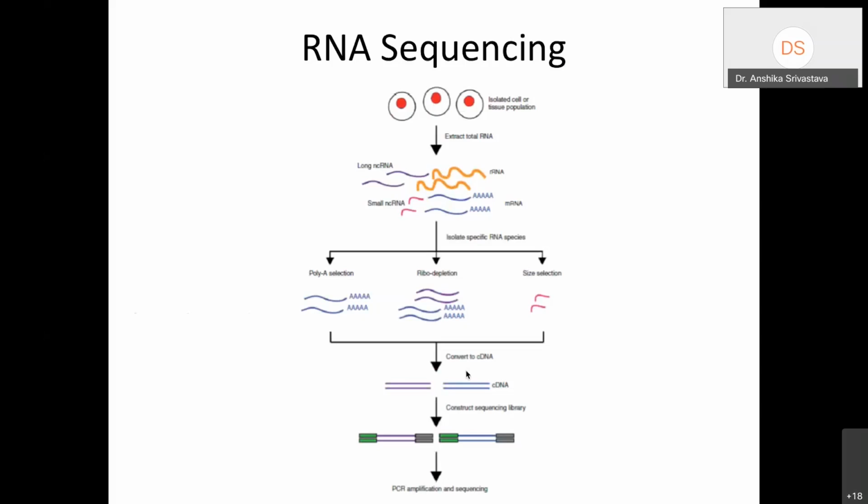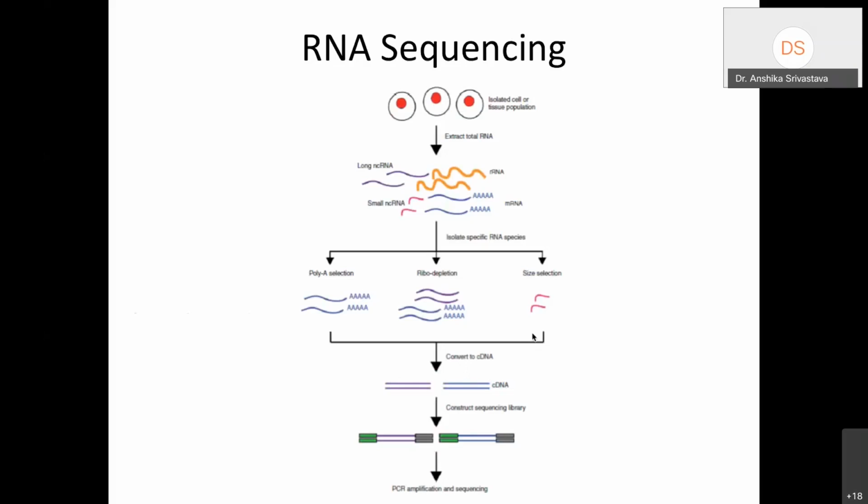Whether you're going for poly-A selection, this type of library preparation is going to select the RNA which has the poly-A tail. Whether you are going for ribodepletion, that means in this type of library preparation, ribosomal RNA will not be considered. Only long non-coding RNA and poly-A RNA will be considered. And whether you're going for size selection, you only want the small non-coding RNA.